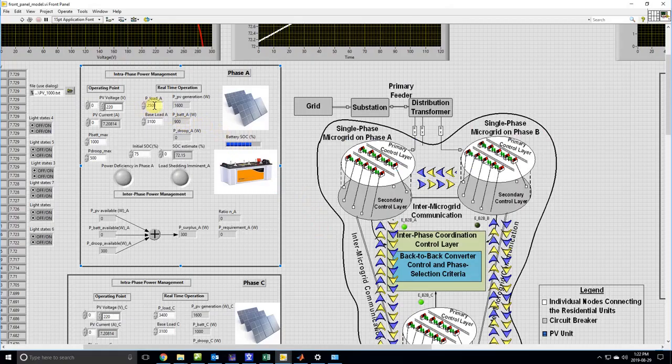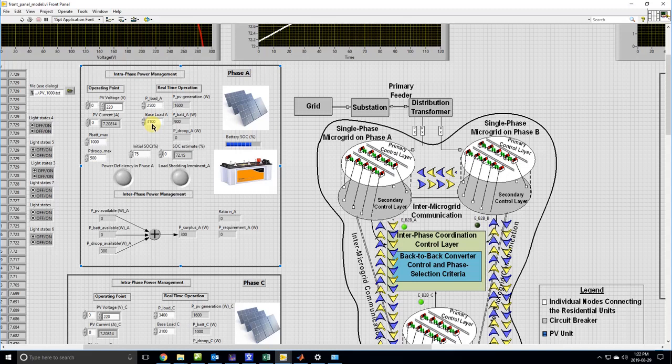Here is the second case for a LabVIEW implementation where phase A has surplus power, phase C is unbalanced, meaning that the load in phase C is considerably higher than the base load, while phase B is exactly balanced, meaning that the load in phase B is exactly the same as the base load. Now what is happening here is that we need to see how much power is going to be contributed by phase A and also by each of the individual DG units.